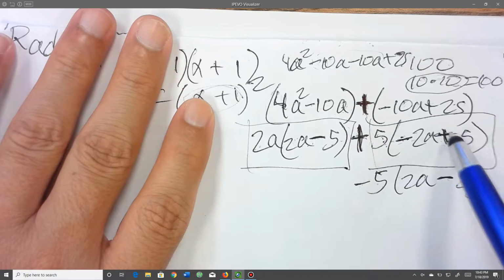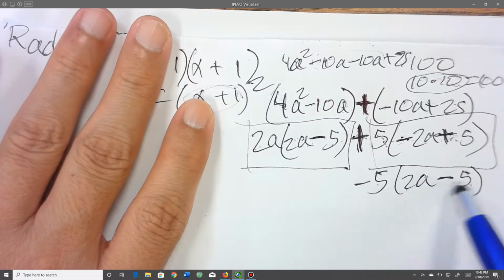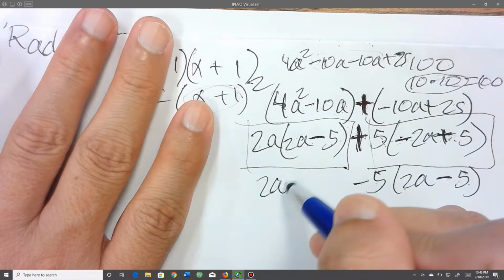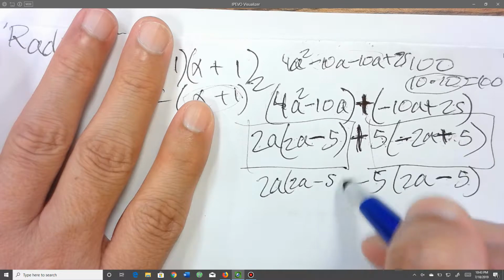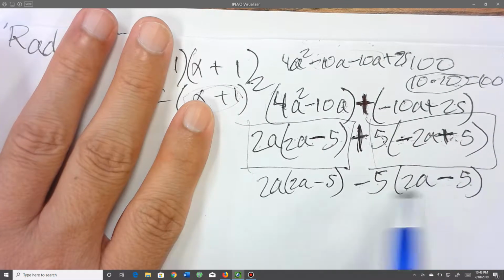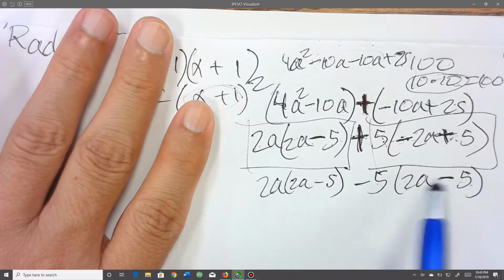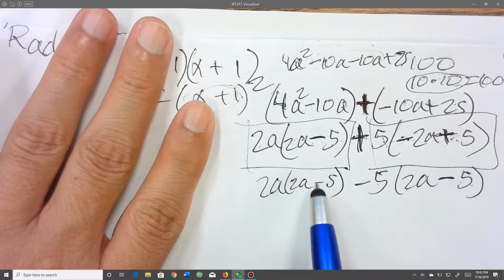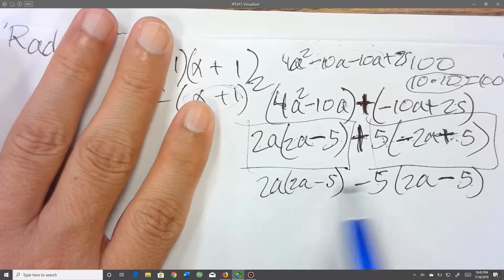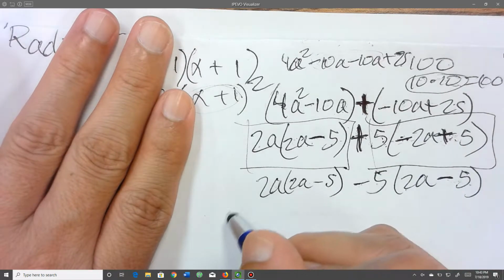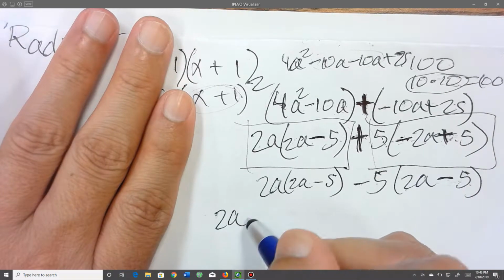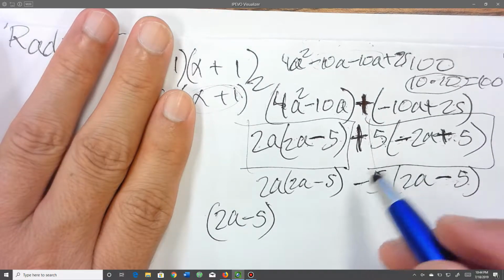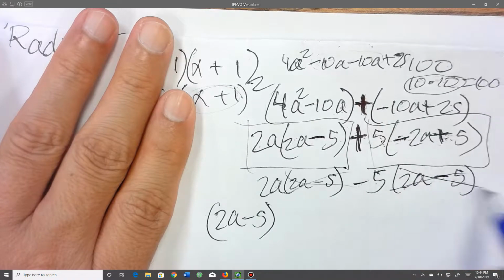Except the signs look different now, which is what I wanted, because if I rewrite this side here, 2a minus 5, now I can see that these two factors are alike, therefore I can factor them out. So these are common factors to these two terms. Factor them out. Write them out first. That's what I would do. 2a minus 5. That's a factor. I'm done with these two.